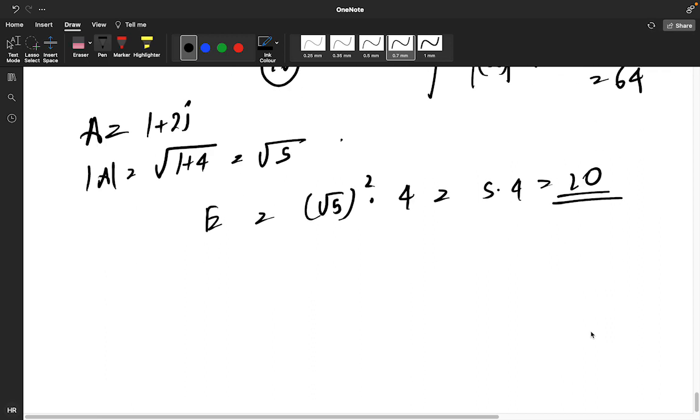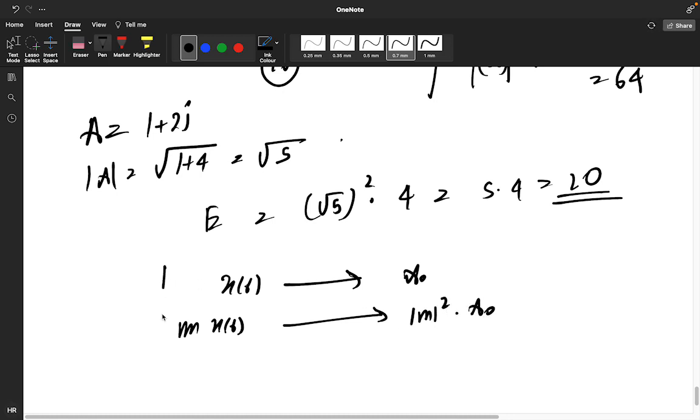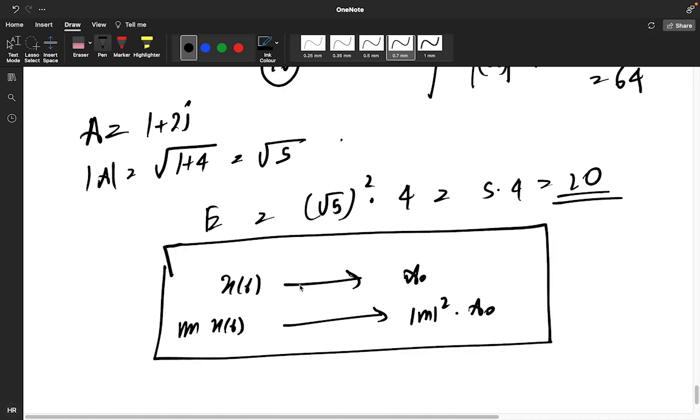So write it down. If the energy of x of t is a naught, then the energy of m x of t will be mod m the whole square into a naught. It's very important. Understood, guys? Prasanna, Vaishnavi, Priyanka. Yes, sir. Okay.